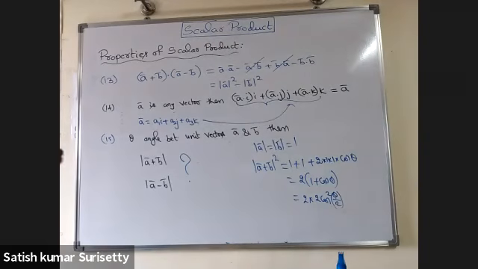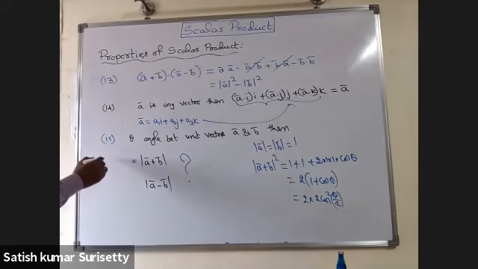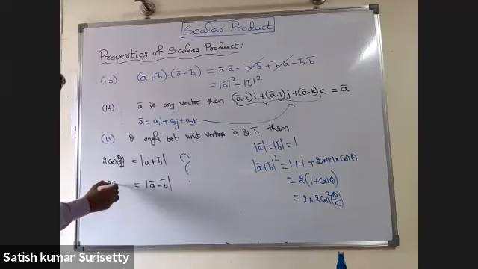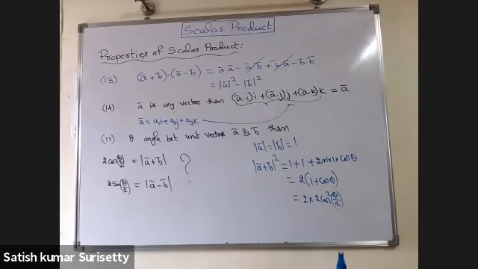That means modulus of a bar plus b bar equals 2 cos theta by 2. And similarly, you can derive modulus of a bar minus b bar as 2 sine theta by 2.